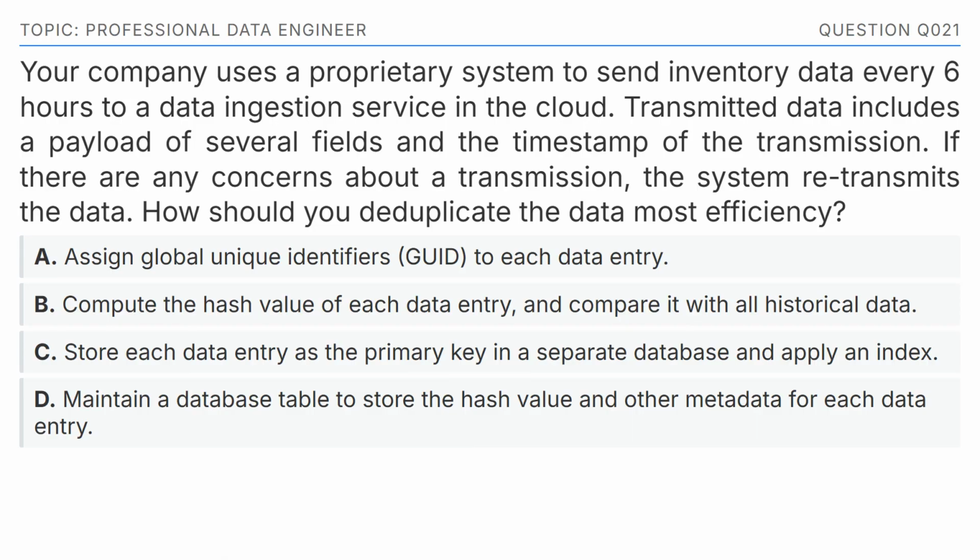The options are: Option A, assign global unique identifiers, GUID, to each data entry. Option B, compute the hash value of each data entry and compare it with all historical data. Option C, store each data entry as the primary key in a separate database and apply an index. Option D, maintain a database table to store the hash value and other metadata for each data entry.